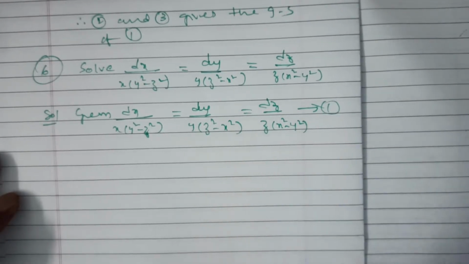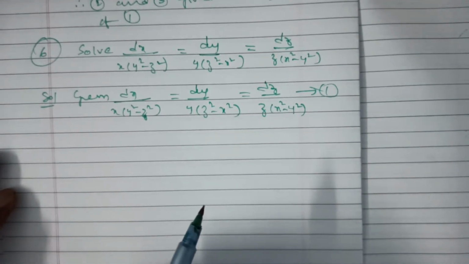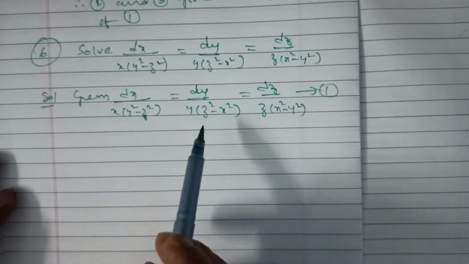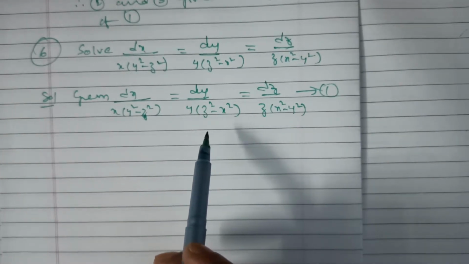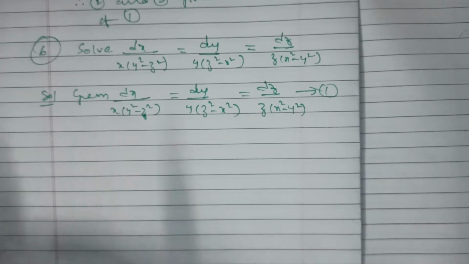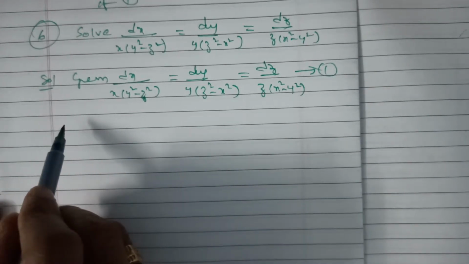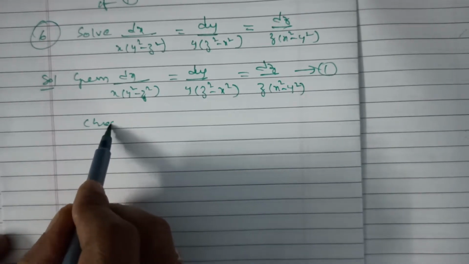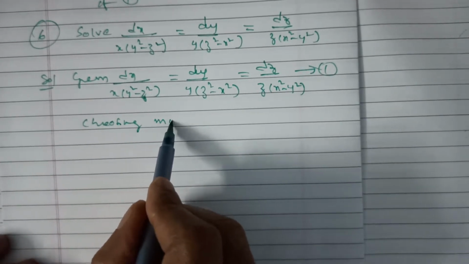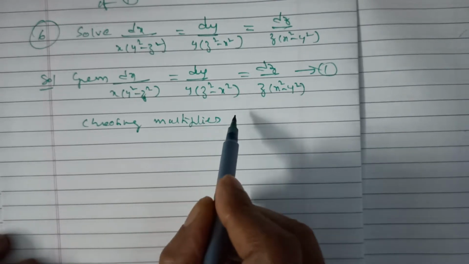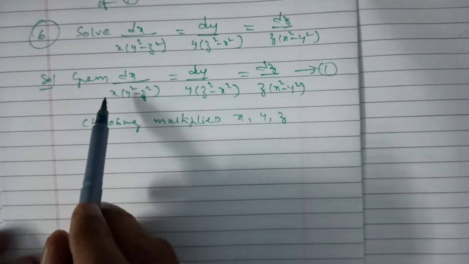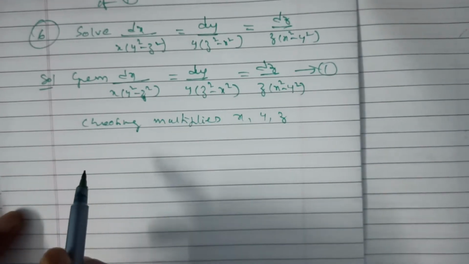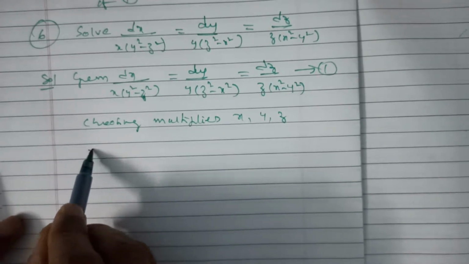Take this as 1. Here the method of grouping is not possible, because whatever we take, the ratios cannot be written in variable separable form, so we can go for multipliers. In multipliers, we make the denominator 0. How is it possible? Choosing multipliers x, y, z, the first ratio can be multiplied by x in numerator and denominator, the second ratio with y, the third ratio with z, so that each ratio is equal to x dx.